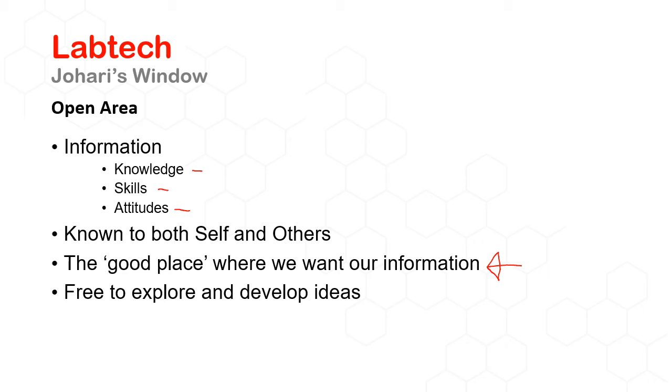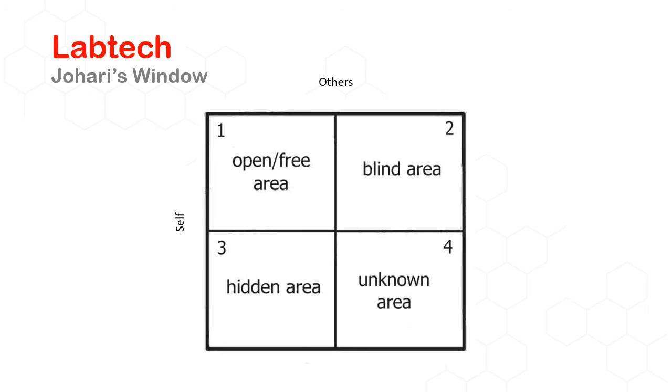By putting information in the open area, you're free to explore it and develop it. And obviously that's helpful for progression of ideas within the group. So that's the open area, which is the good place, as I say. But let's think about these other 3 areas now. Really, both Luft and Ingham were looking at how to get information that's in the other 3 areas into the open area. So that's kind of the gist of the framework.